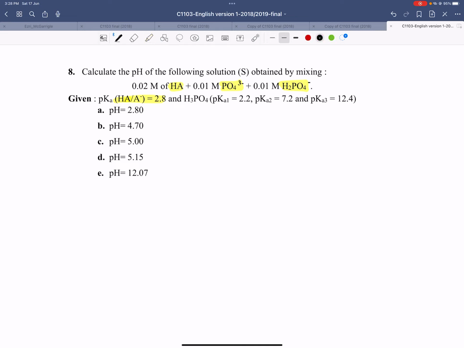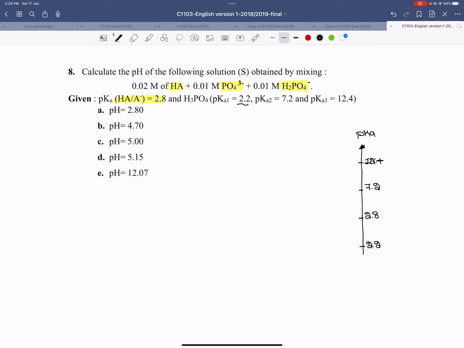First thing that you do is to put on the pKa scale. That's the first step, pKa scale. And you start by putting all of them in. In the pKa scale, I have 2.2. I have 2.8. You don't have to stick true to the scale, okay? I have the 7.2, and I have the 12.4.